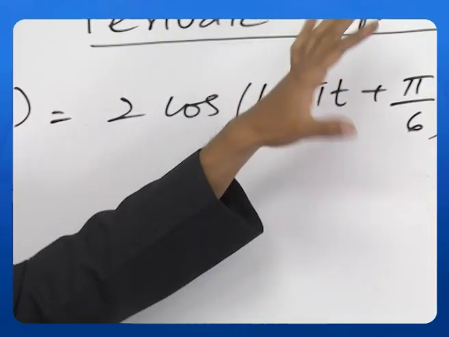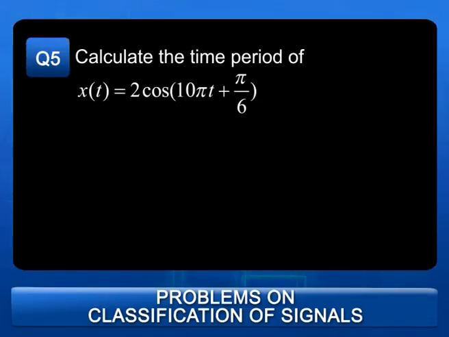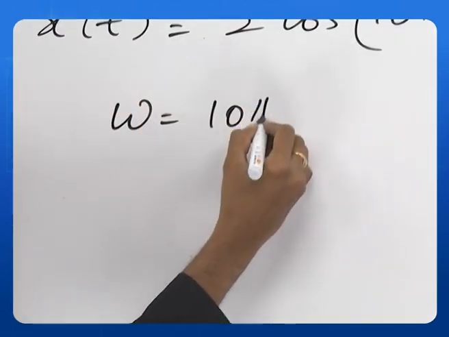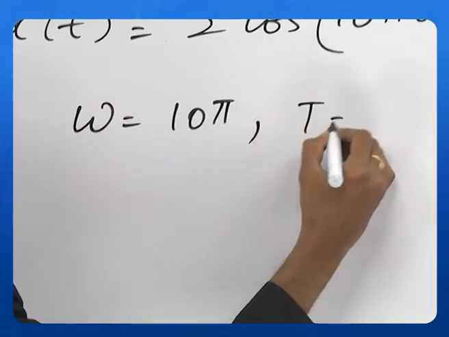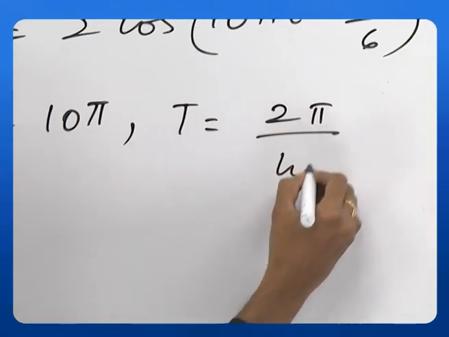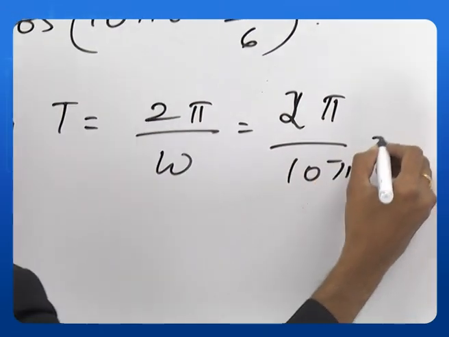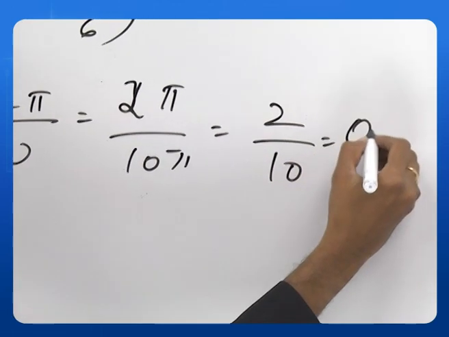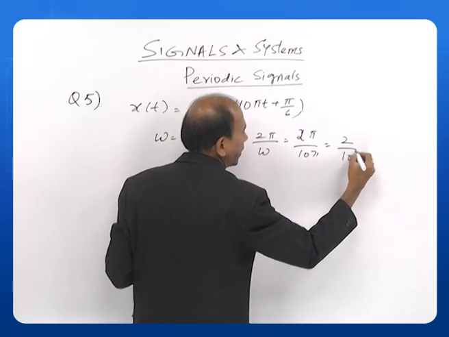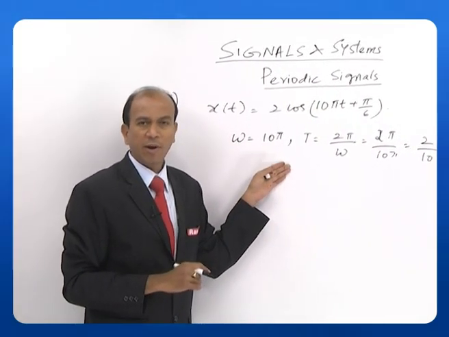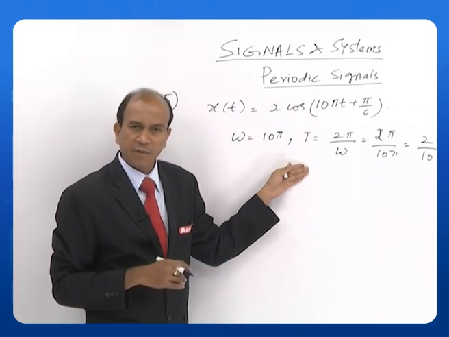Let us look at the fifth problem, which is x of t is equal to 2 cos (10 pi t plus pi by 6). Now we have to find out what is the omega for this. Then we have to establish that this is periodic, if at all it is periodic. Now what is omega from this? Omega from this is equal to 10 pi. So T is equal to how much? 2 pi by omega. So this will be equal to 2 pi divided by 10 pi. So this is equal to 2 by 10, that is 0.2 seconds.